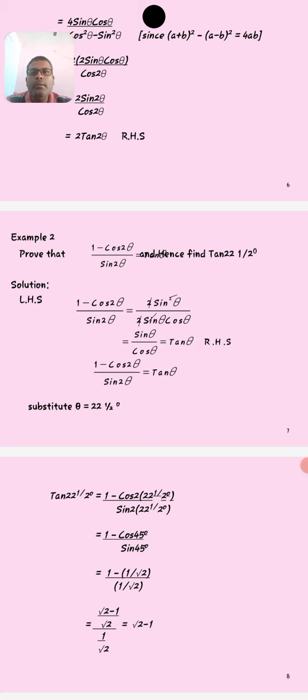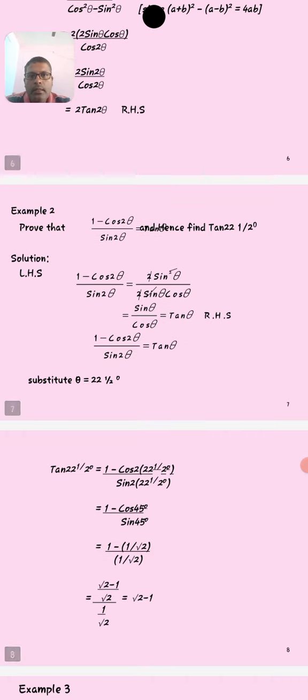What is the formula of sin 2 theta? 2 sin theta into cos theta. Here 2 cancels, and square and sin theta cancel, we get sin theta by cos theta, which is equal to tan theta. This is the RHS part. Now, to find tan 22.5, we substitute 22.5 degrees in the place of theta.